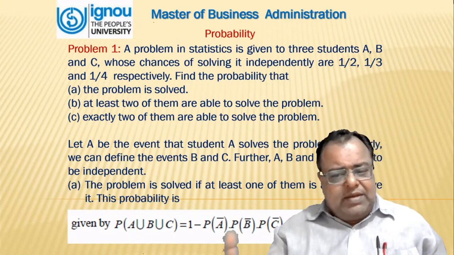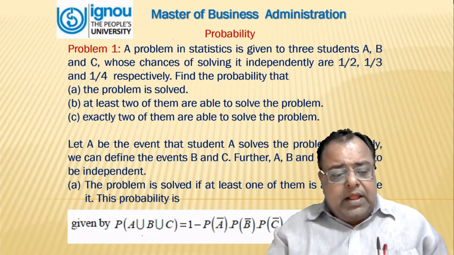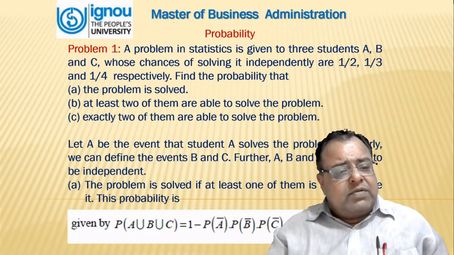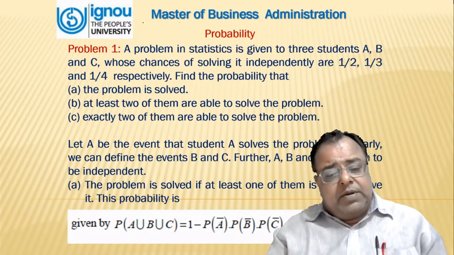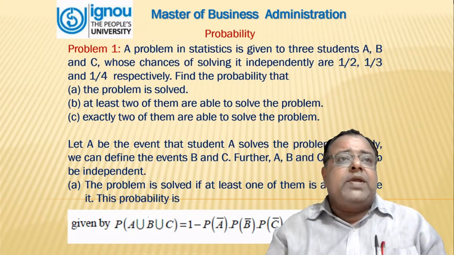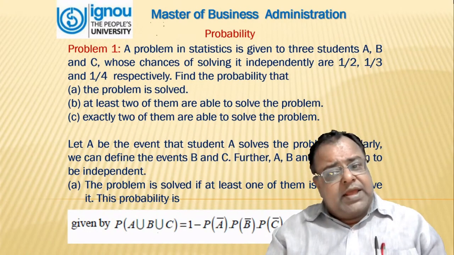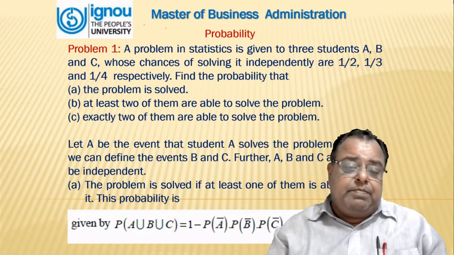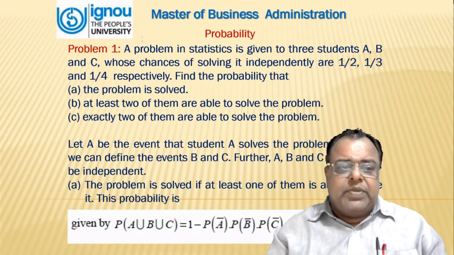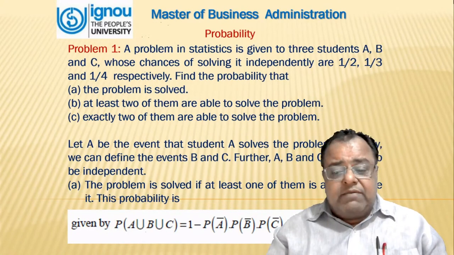So we have to convert these values into mathematical relations. First, for the problem being solved, we will subtract the probability of it not being solved by anyone. If PA is 1 by 2, then PA bar will be 1 by 2. If PB is 1 by 3, then PB bar will be 2 by 3. And if PC is 1 by 4, PC bar will be 3 by 4.